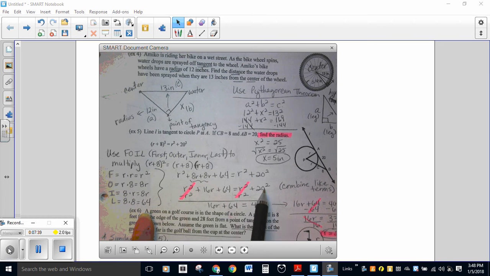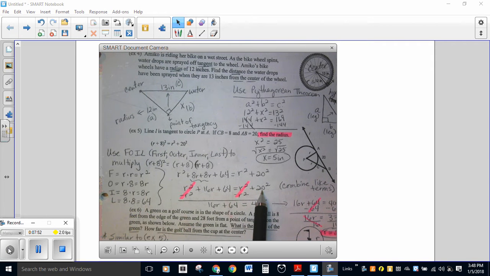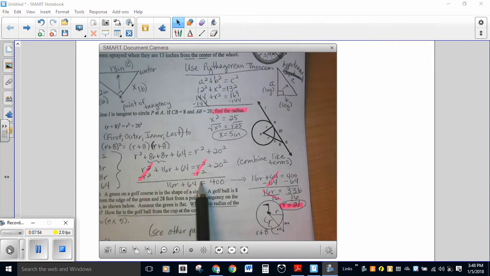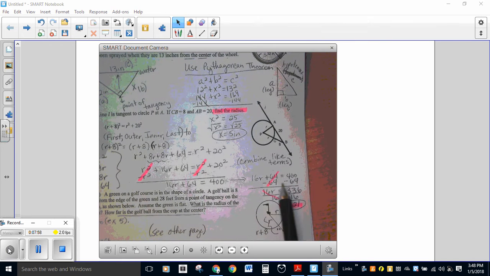Now, if you notice, they both have an r squared. They're both positive, so when I subtract r squared, they both cancel out, leaving me 16r plus 64 is equal to 400, which is 20 times 20. So then I'm going to get rid of the 64. Since it's a plus, I'm on a minus, so I'm going to subtract 64 from both sides. So I'm left with 16r equals 336. Then, and this is multiplication, the opposite is to divide. So divide both sides by 16, I get r equals 21. So our answer is 21.